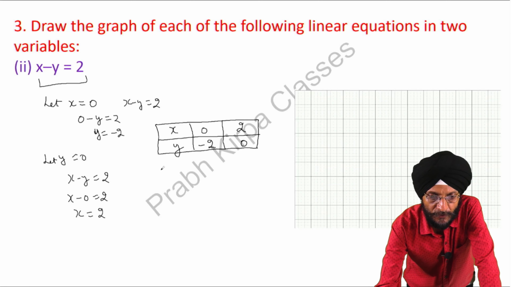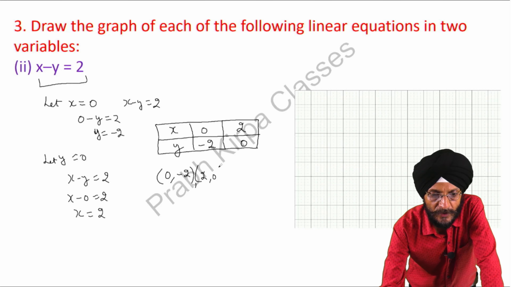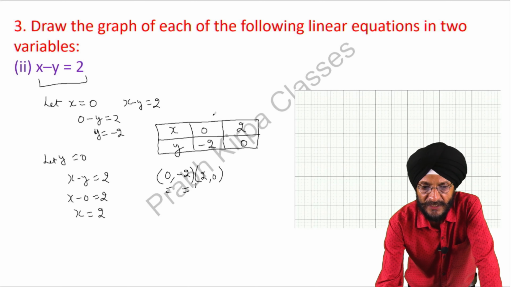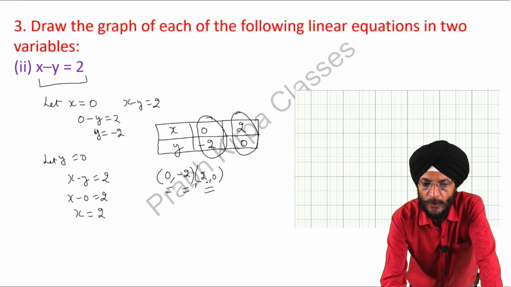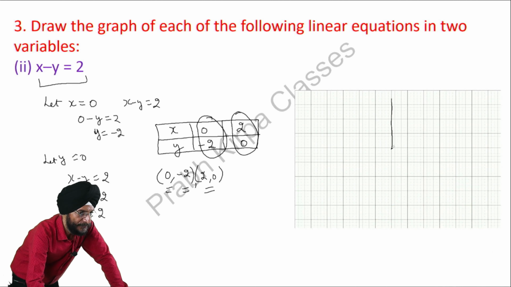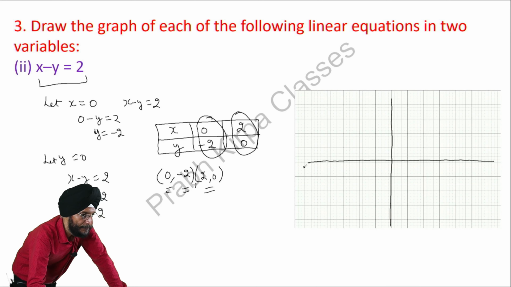So now on the basis of these two solutions, that is, here we will write first the value of x, then the value of y. That is the first we have taken this value, and after that we have taken this value. These are the two solutions, 0, -2, 2, 0. Now we will draw the graph on the basis of these solutions which have been arrived at by us. So now what will happen? We will see.